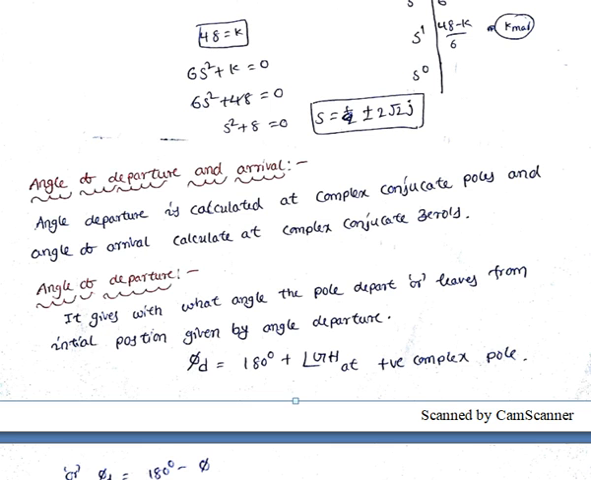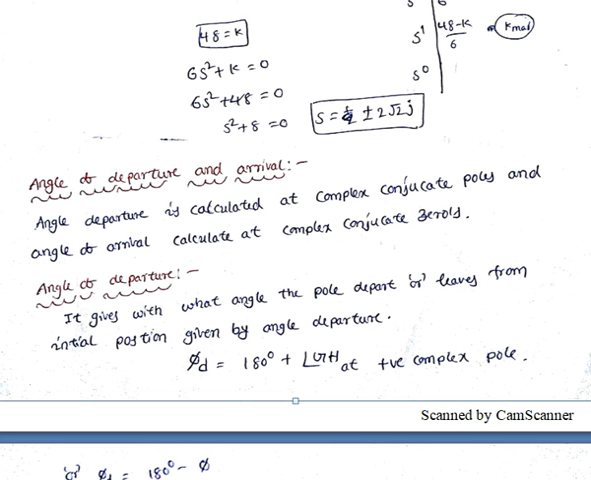It is represented by phi d, which is equal to 180 plus GH, that is, G of s into H of s, the open loop transfer function. You calculate it at the positive complex pole; there is no need to calculate it at the negative complex pole, because the root locus is symmetrical about the real axis. For example, if we get 36 degrees at the positive complex pole, the angle at the negative complex pole automatically becomes minus 36.